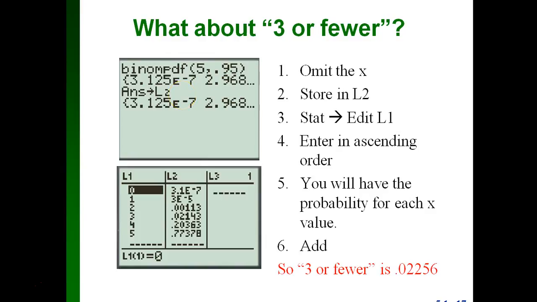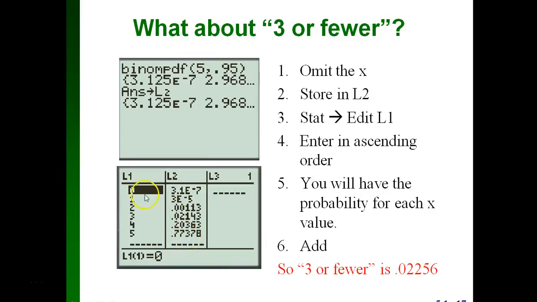So instead I hit STO, which is an arrow key down towards the bottom. It looks like this arrow key right here. And then 2nd 2 to put it in list 2. When you hit enter, it just kind of looks like it does it again. But now, when you go to STAT Edit, you'll see in your L2 all of these values.